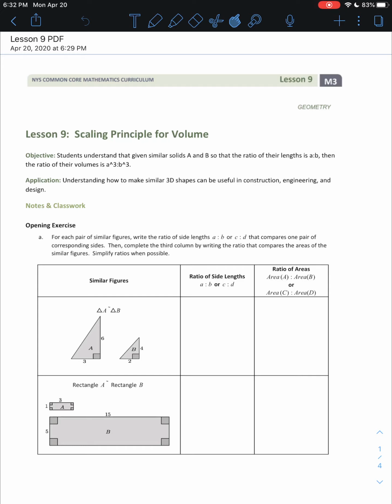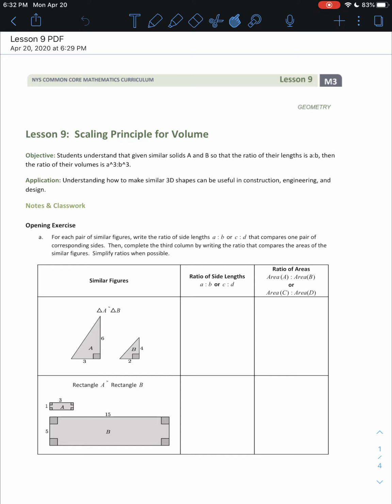Today we are going to be talking about Lesson 9, the scaling principle for volume. So our objective for this lesson is students understand that given similar solids, a solid is really just a 3D shape. So given similar solids, A and B, so that the ratio of their lengths is A to B, then the ratio of their volumes is A cubed to B cubed.